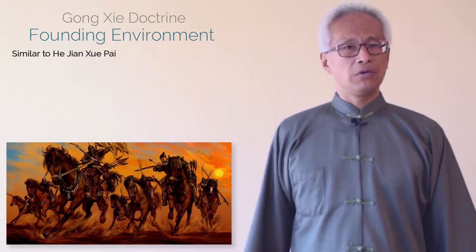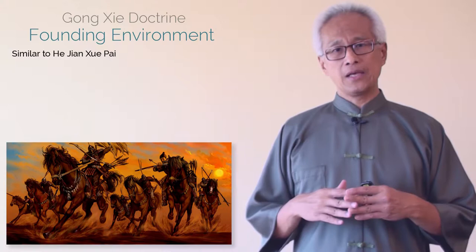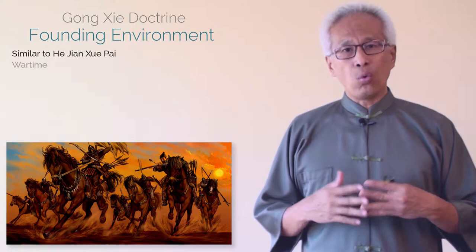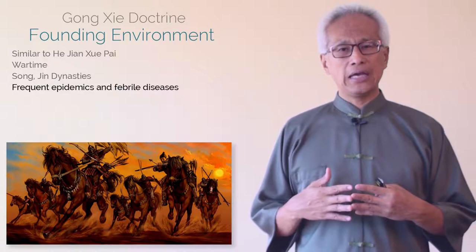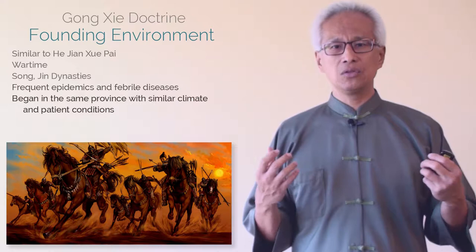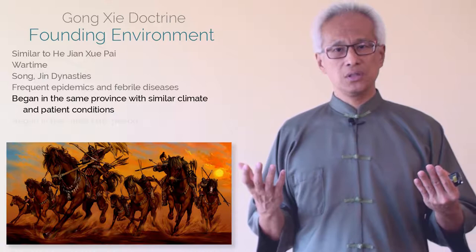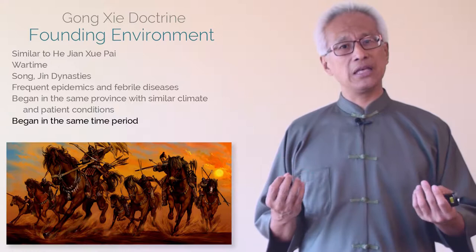So let's take a look at the founding environment. Very similar to the He Jian doctrine that we talked about previously, it arose during the Jin Yuan Mongolian dynasty time, wartime. The Song dynasty was failing, and there was a lot of wartime, plague, and famine. This doctrine arose in the same province, with very similar climate and patient conditions. There were frequent epidemics and febrile diseases, and again it began at the same time period as the He Jian doctrine.